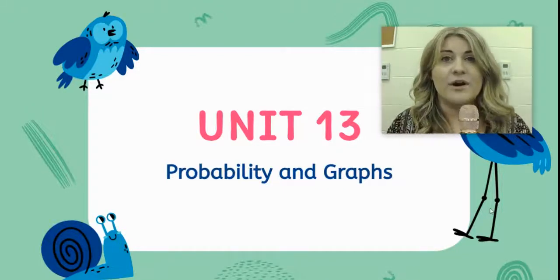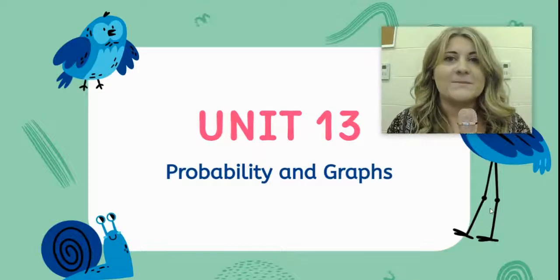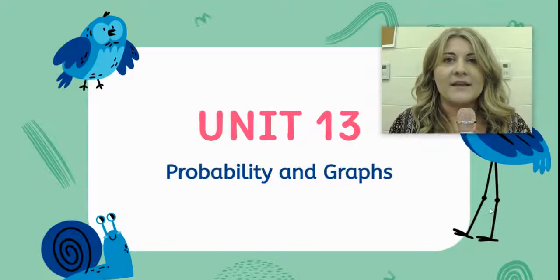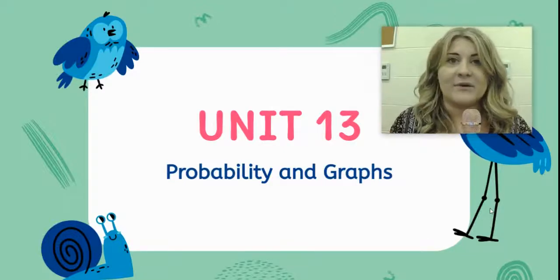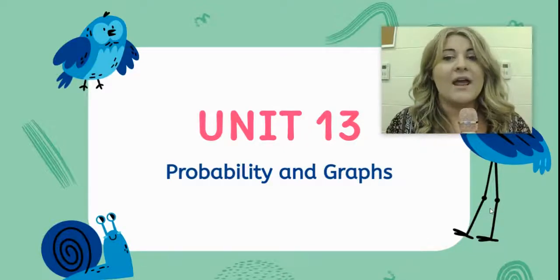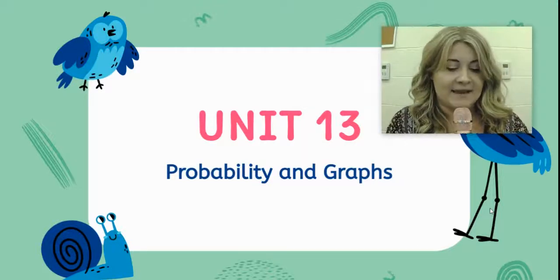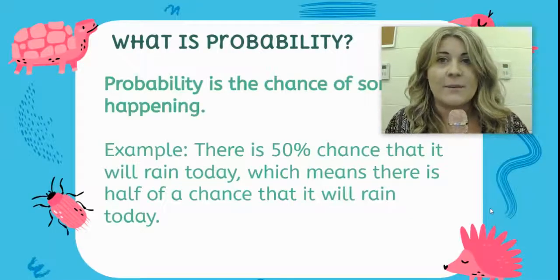For me, it's the word probably, and that's because probability and the word probably mean about the same thing. Probably means I'm probably going to do something or I'm probably not going to do something. And probability is the same thing. It's the chance that something might happen. So today we're talking about probability.